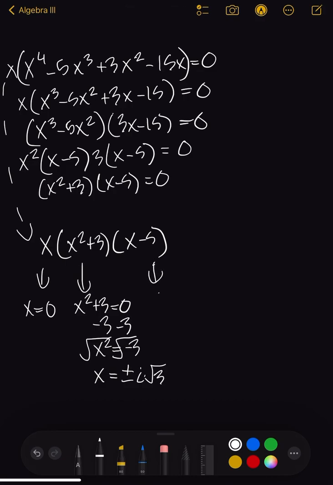For x minus 5, it's pretty easy. Just equals 0. Add 5 to both of the sides, and you have x equals positive 5. And so our answers, I should say, are x equals plus or minus the imaginary square root of 3, x equals 0, and x equals 5.